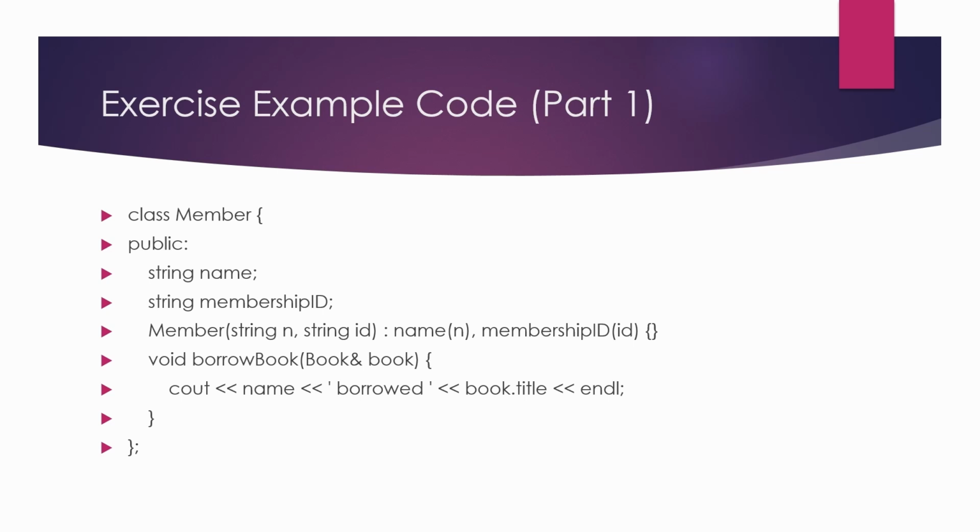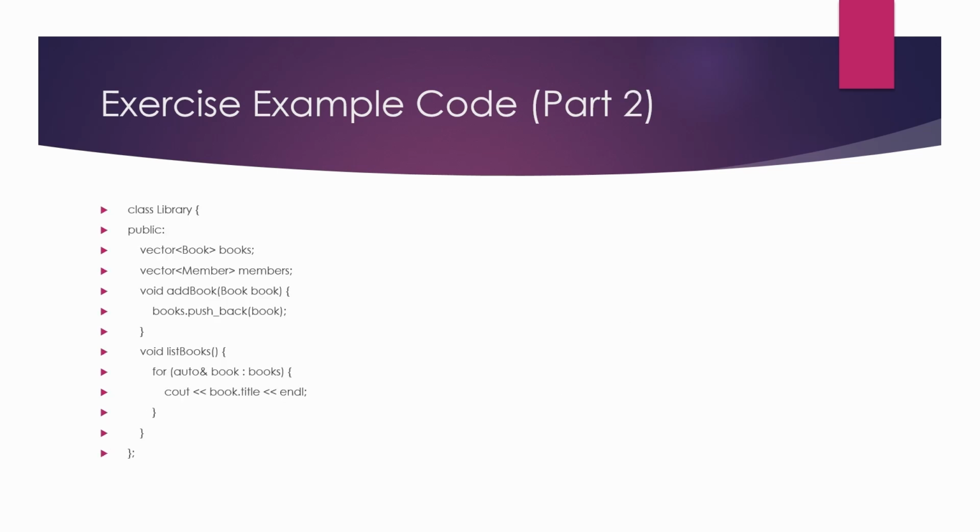Here's a member class example. It includes the member's name and membership ID and a method to borrow books from the library. You can customize this further to match your system's needs. Here's the library class code, which manages the list of books and members. It allows you to add books, list them, and issue them to members.